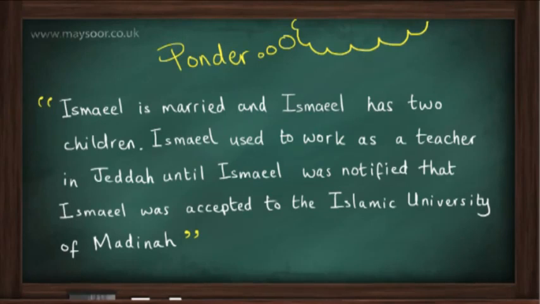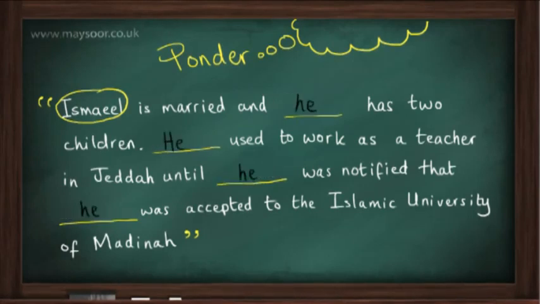As we can see, the name Ismail has been mentioned far too many times. After the first time it's been mentioned here, it's been mentioned here, here, here, and here. To avoid this problem, we simply replace the name after the first time it's been mentioned with the relevant pronoun. In this case, we say he. So it reads, Ismail is married and he has 2 children. He used to work as a teacher in Jeddah until he was notified that he was accepted to the Islamic University of Medina. It is for this reason that Arab grammarians consider pronouns as nouns, because they simply take the place of a noun that has already been mentioned.